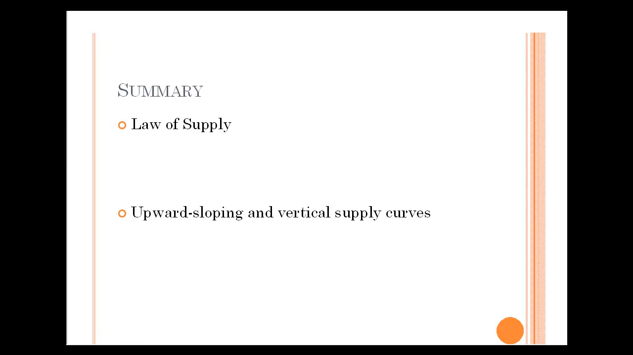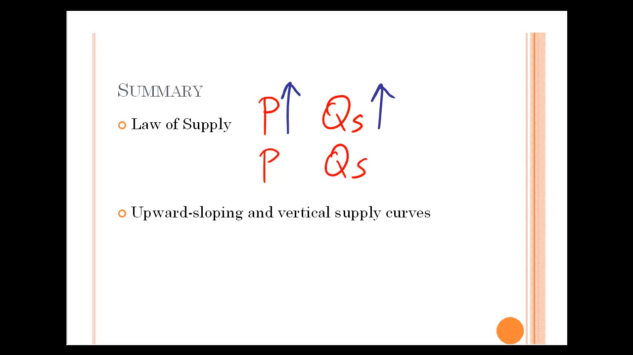Well, let's summarize. Let's talk about the law of supply again. What does the law of supply say? It says that there's a relationship between price and quantity supplied. What type of relationship? A direct relationship. In other words, as the price of a good goes up, the quantity supplied of that good goes up. As the price of the good goes down, the quantity supplied of that good goes down.